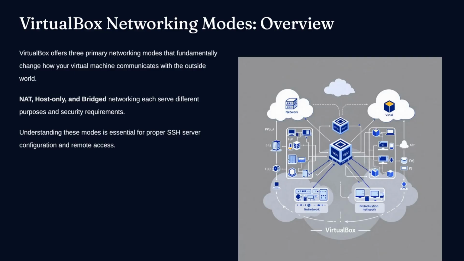VirtualBox networking modes and overview. VirtualBox offers three primary networking modes that fundamentally change how your virtual machines communicate with the outside world. NAT, host only, and bridge networking each serve a different purpose and security requirement. Understanding these modes is essential for proper SSH configuration and remote access. Apart from these, there are another two or three modes available, but they are not mandatory for further configuration.